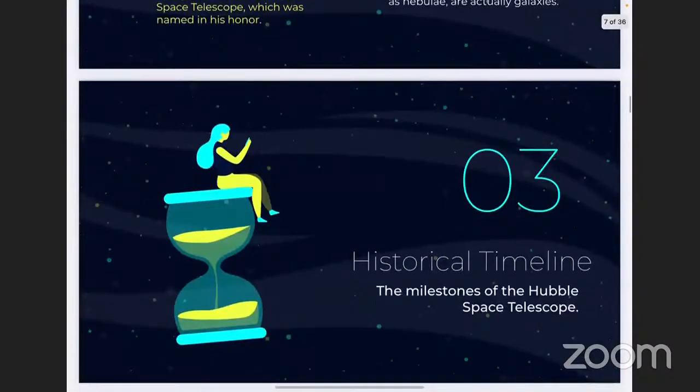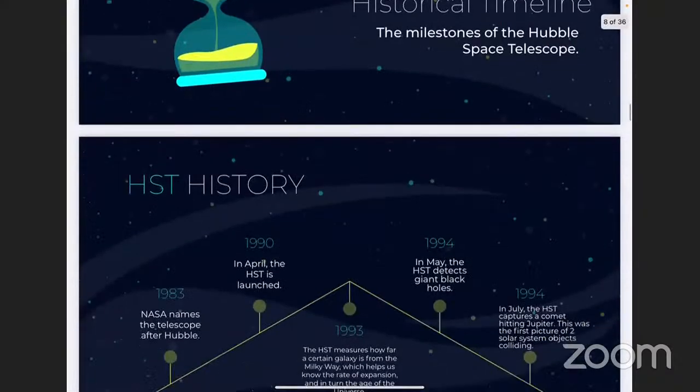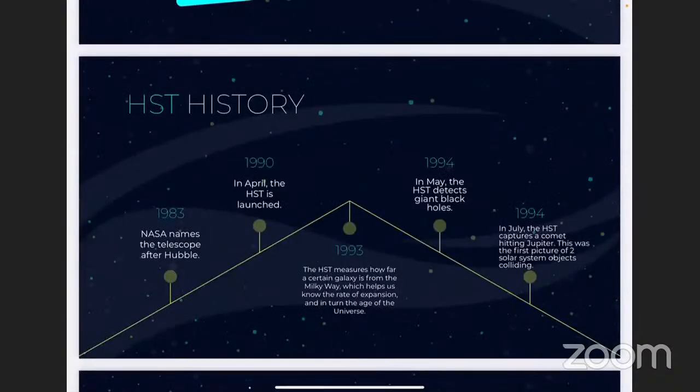The historical timeline. So basically, back in 1983, NASA named the telescope after Hubble. And in 1990, in April, it was actually launched into orbit. And in 1993, it measured how far a certain galaxy from the Milky Way is, which helped us learn the rate of expansion and, in turn, the age of the universe, since time and space are relative to each other.